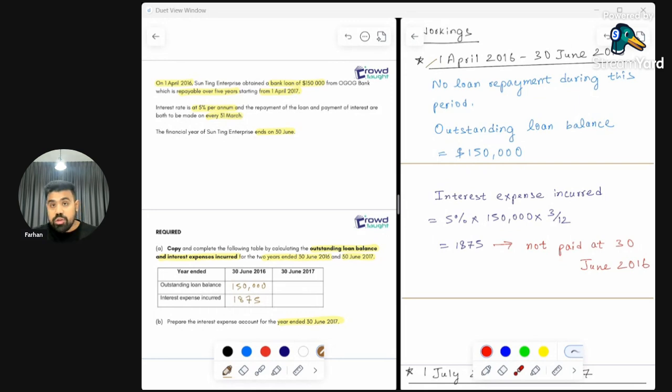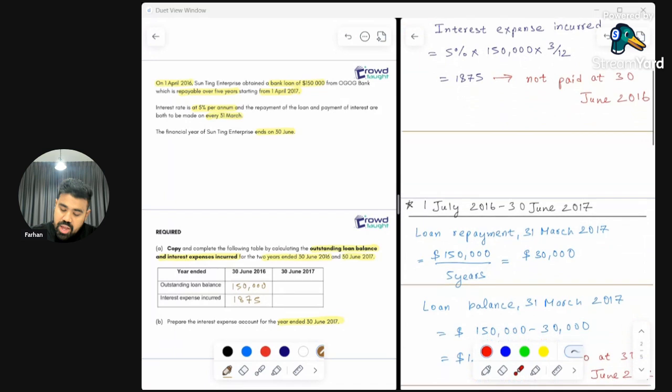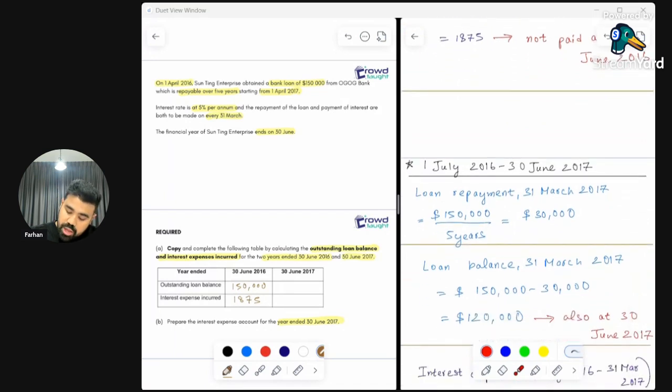Now we are going to look into the next financial year. So the next financial year will start on 1 July 2016 and end on 30 June 2017. And we know that during this time frame of 12 months, we will make a loan repayment. And that loan repayment, based on the question, is going to be made at 31 March 2017. So at 31 March 2017, how much are we going to repay? We know the original loan amount was $150,000, which is paid every 12 months for 5 years.